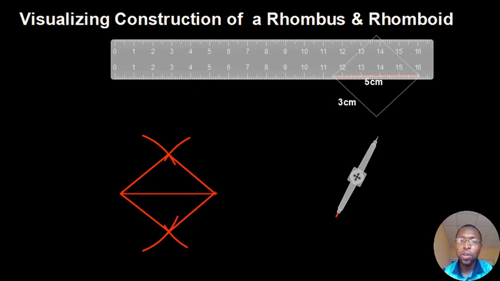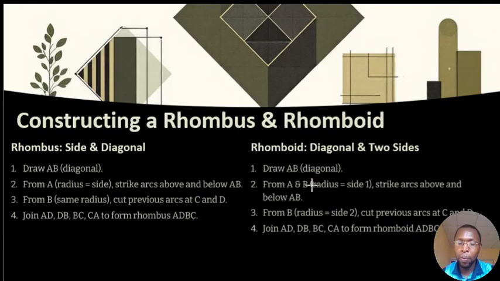All right, so I will leave it to you to construct a rhomboid of two different sides. This time around 3 centimeter side and 6 centimeter side. I'll leave you to construct following the instruction given in the step here. Follow this step here. You'll be able to do that.